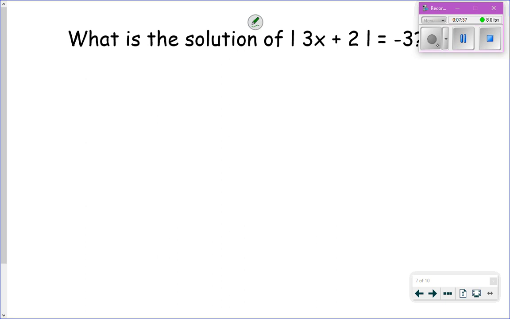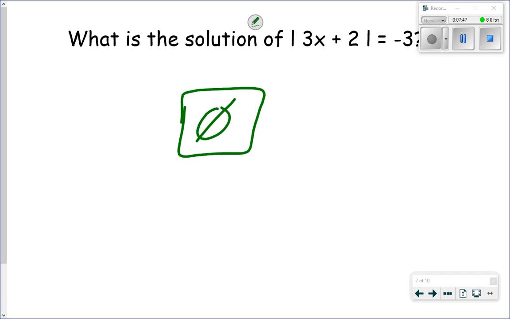So whenever you have absolute value bars set equal to a negative number that's by itself, you can go ahead and say that it's no solution. There's no solving that needs to be done. If the absolute value bars are equal to a negative number and it's all by itself, then you can automatically say that it's no solution. There's nothing we can do to solve this to make it true.